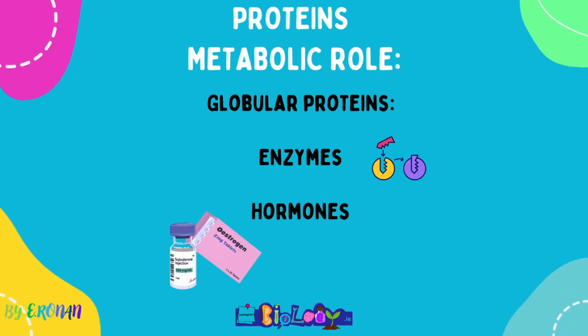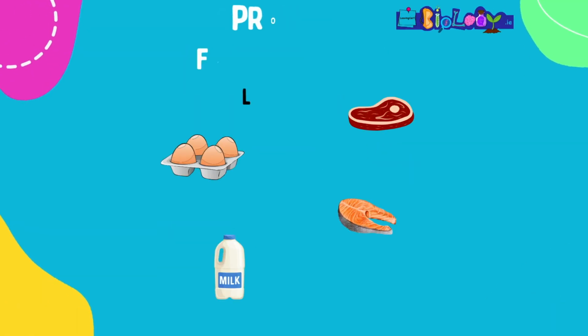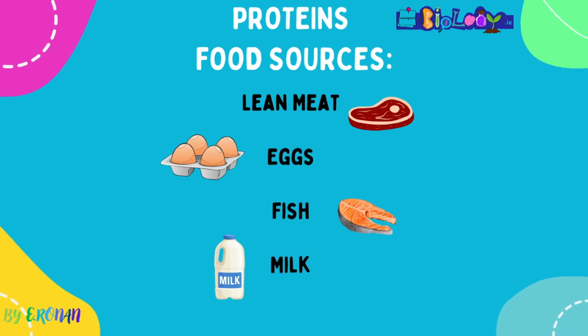Now we have to have a look again at the food sources that we could find protein in. So we have lean meat, eggs, fish, milk. You could also say green veg. You can say whichever ones are the handiest ones for you to look at and learn. So that is our third biomolecule, proteins.